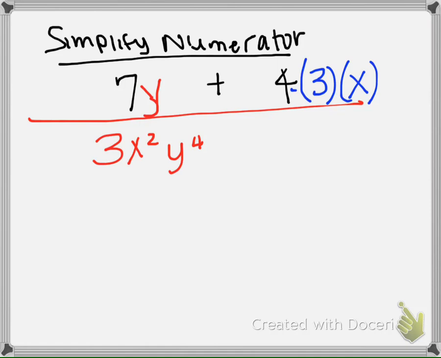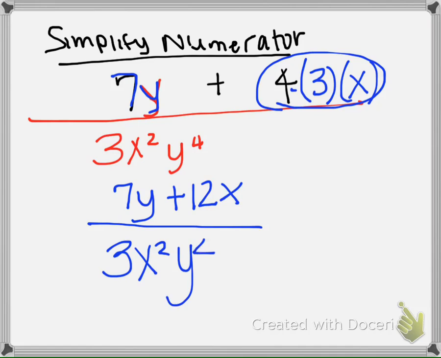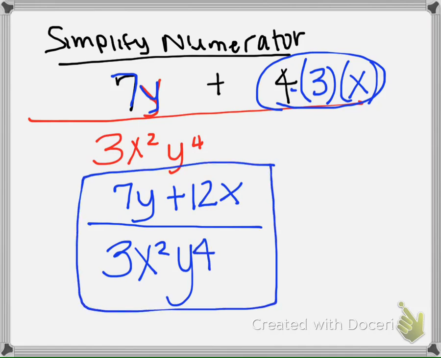Alright, now we're going to simplify. So here we just have our 7y. And then here we have 12x. And then the very last step is to see if this can be simplified further, which it can't. There's nothing that goes into 7 and 12, and there is no common variable to factor out. So this is our final answer.